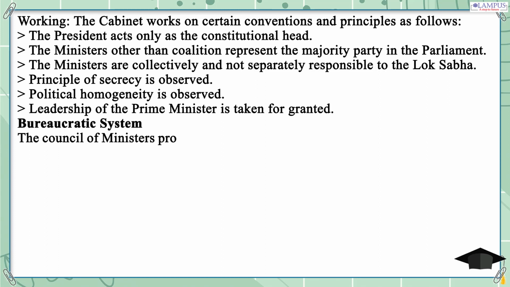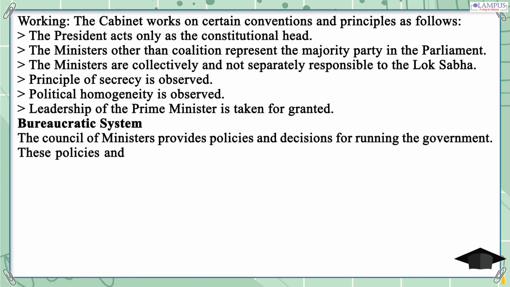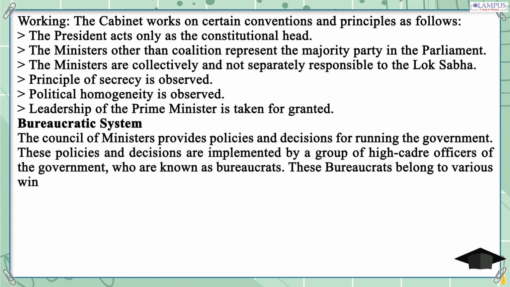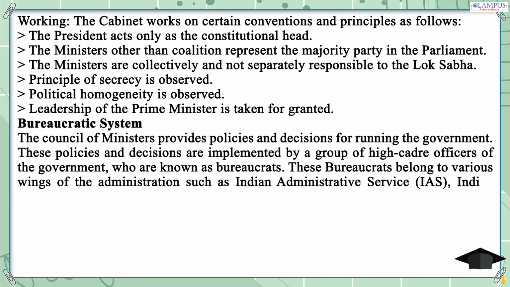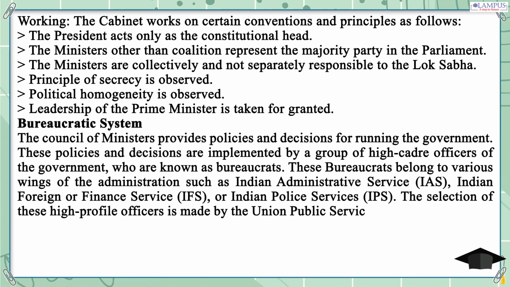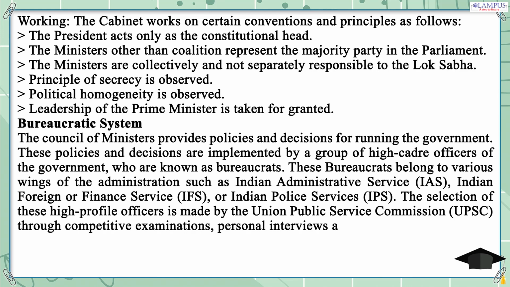Bureaucratic system. The Council of Ministers provides policies and decisions for running the government. These policies and decisions are implemented by a group of high cadre officers of the government, who are known as bureaucrats. These bureaucrats belong to various wings of the administration such as Indian Administrative Service, IAS, Indian Foreign or Finance Service, IFS, or Indian Police Service, IPS. The selection of these high-profile officers is made by the Union Public Service Commission, UPSC, through competitive examinations, personal interviews and group discussions.